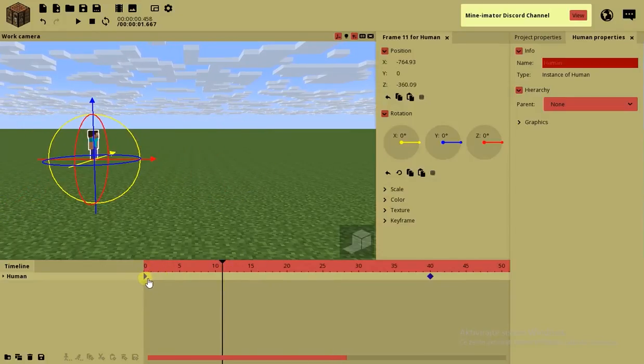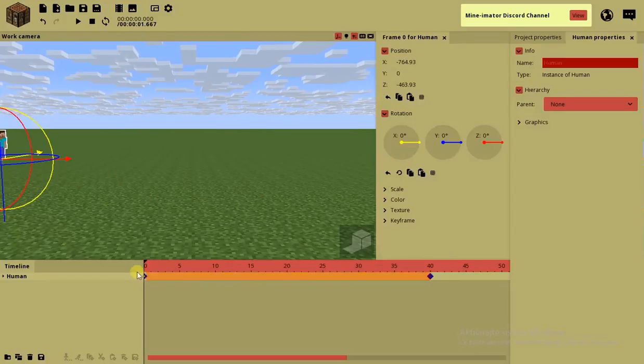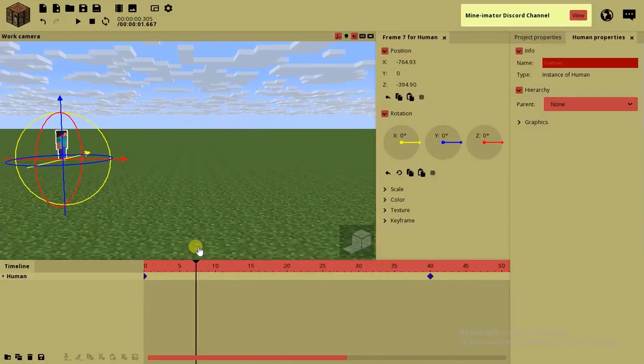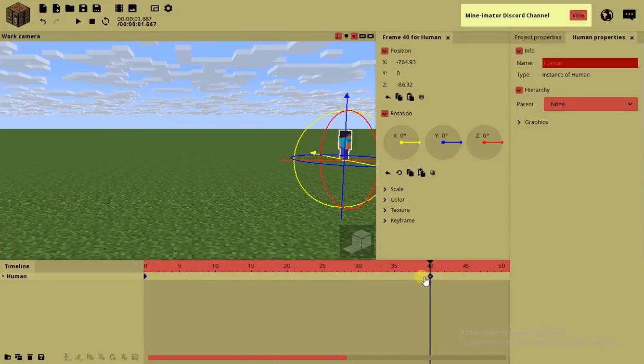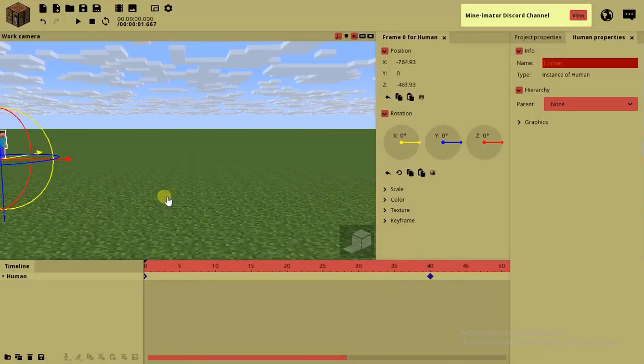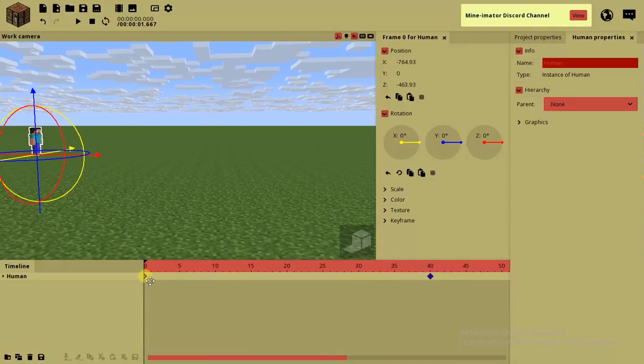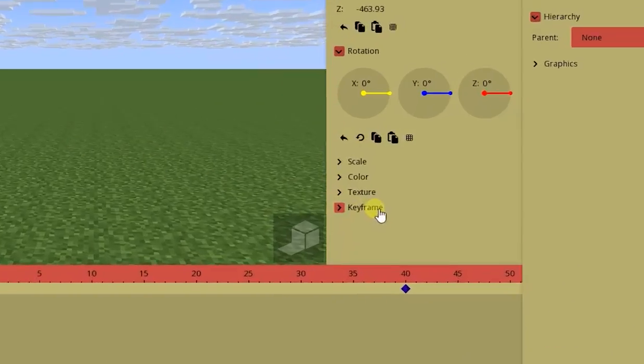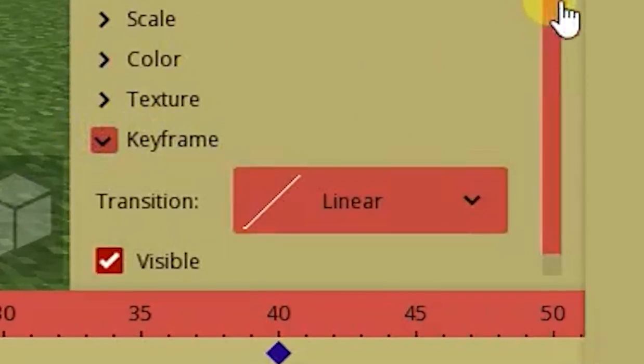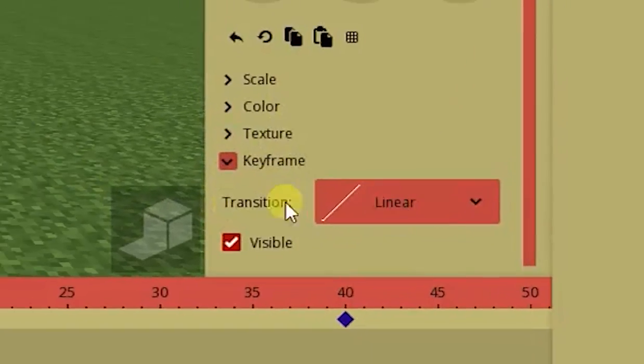So if I apply the transition here, this movement from 0 to 40 is going to be affected by it. If I put the transition on 40, nothing would happen because it would affect everything beyond that certain point. So you apply transitions on the key before the movement happens. So how do you get to those? Well, here's this keyframe button down here. And there you have it, that's your transition.